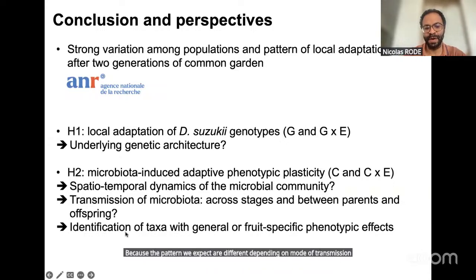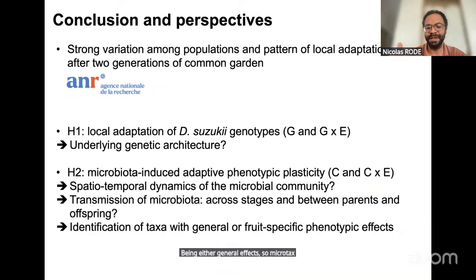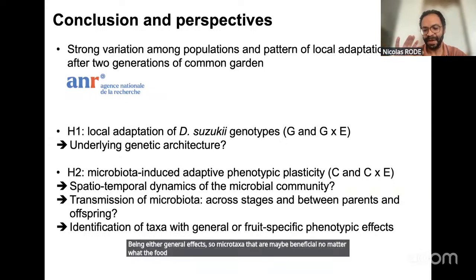And of course, we want to identify the microbial taxa that are involved in these effects, being either general effects, so microbial taxa that are maybe beneficial no matter what the fruit, and also the taxa that are fruit specific, so they are beneficial but only on one fruit, but not on another fruit.